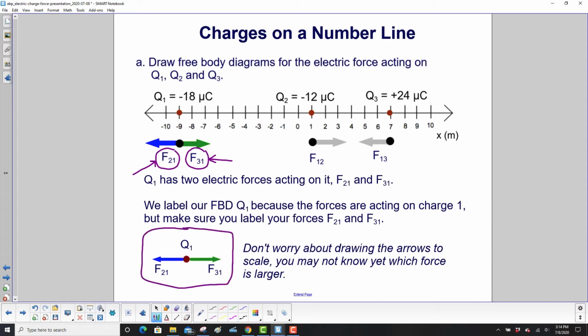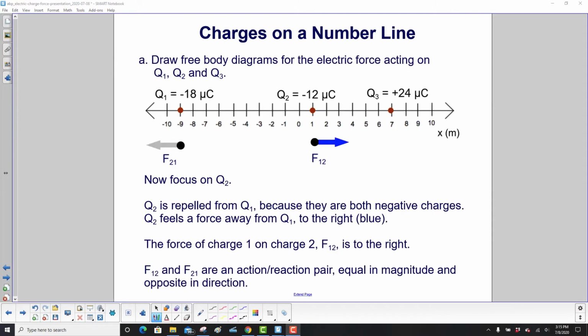Once again, just making the point, don't worry about drawing the arrows to scale. You may not know yet which force is larger. The direction is key, not the magnitude. Okay, we've done charge 1. Now let's move over to charge 2. Well, hey, look at this. We already have one of the vectors, because we got that when we were dealing with charge 1.